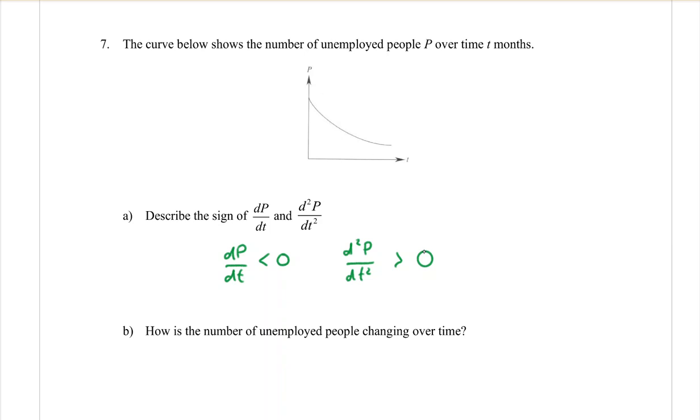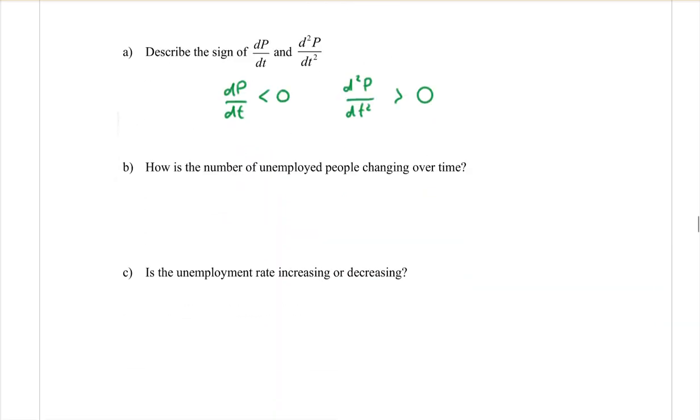Okay. Part B. How is the number of unemployed people changing over time? So, increasing or decreasing? If we're going from left to right across here, we're starting with quite a high number of unemployed people, and we're getting less and less. As time passes, there are fewer and fewer unemployed people, right? So the number of unemployed people is decreasing over time.